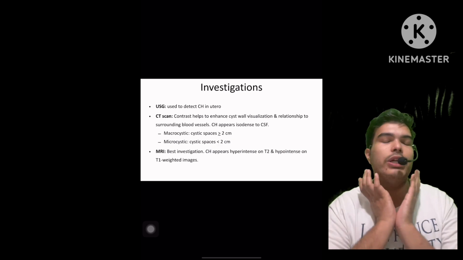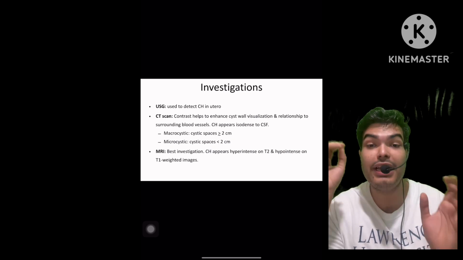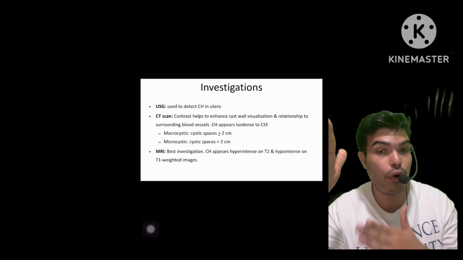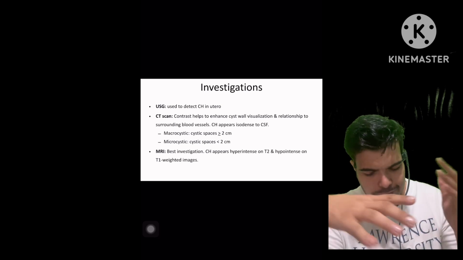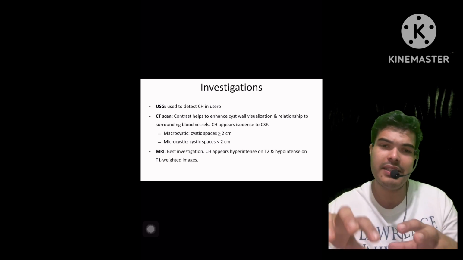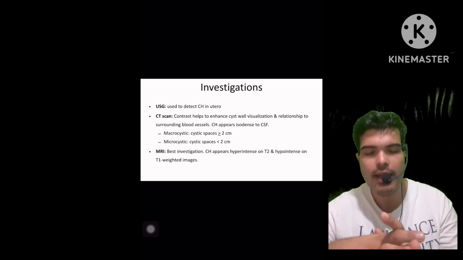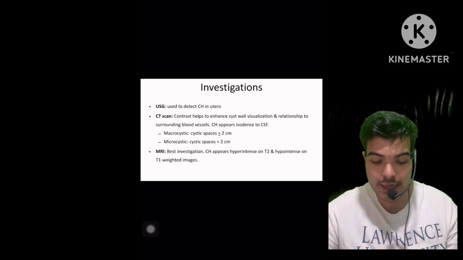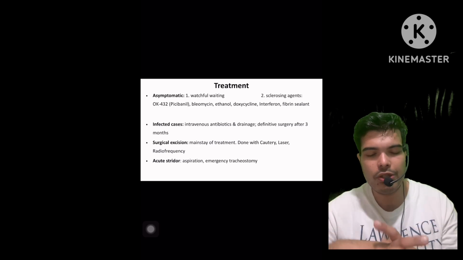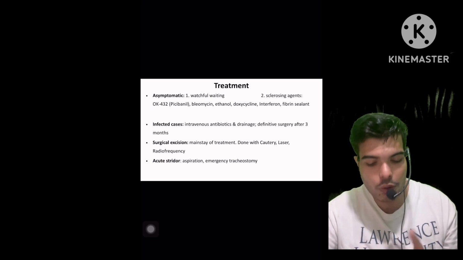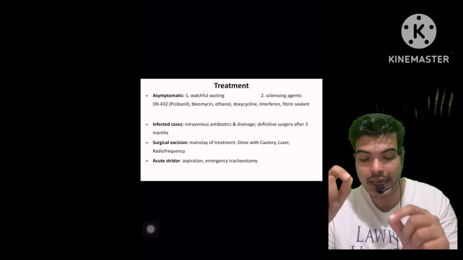So you can go for USG for diagnosing cystic hygroma in utero. If you haven't diagnosed it in utero, you can of course go for CT scan. Macrocystic means more than or equal to 2 centimeter, and microcystic means less than 2 centimeter. But the best diagnosis is an MRI. So what we do is we wait for some time, and after that we go for injection bleomycin or PC-Banil, ethanol, doxycycline, interferon.